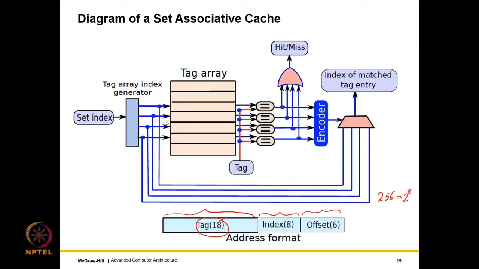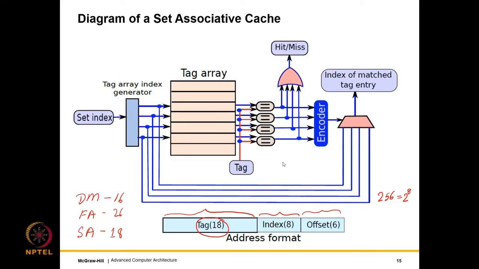Now coming back, what have we seen? We have seen that in a direct mapped cache the size of the tag is 16 bits. In a fully associative cache it is 26 bits. In the case of a set associative cache with what is called a four-way set, which means that we have 4 cache lines in the set, so this is referred to as a four-way set, we have an 18-bit tag.